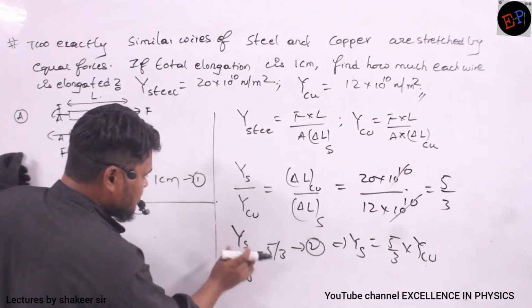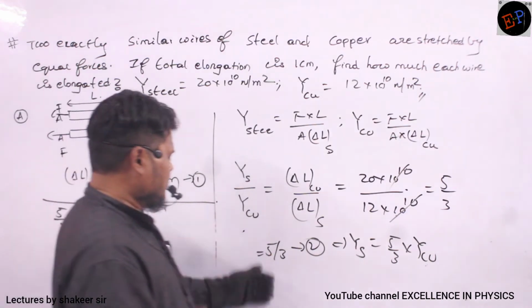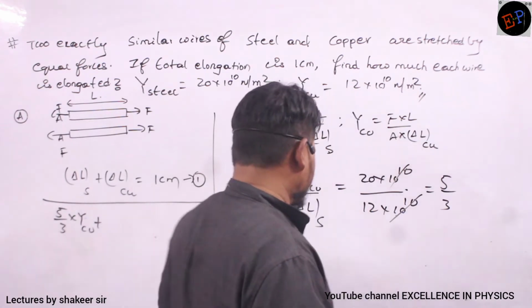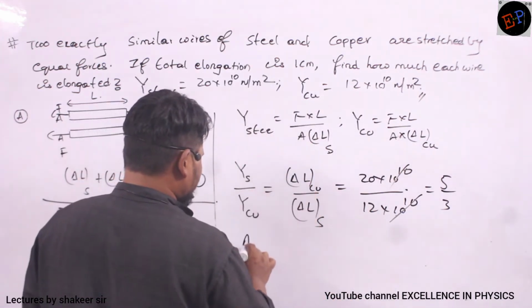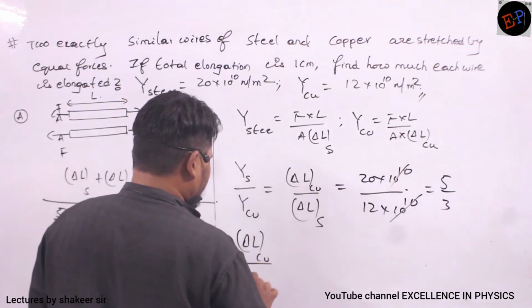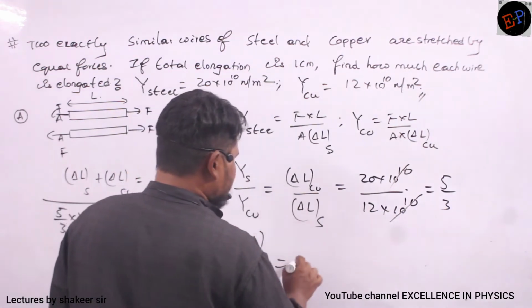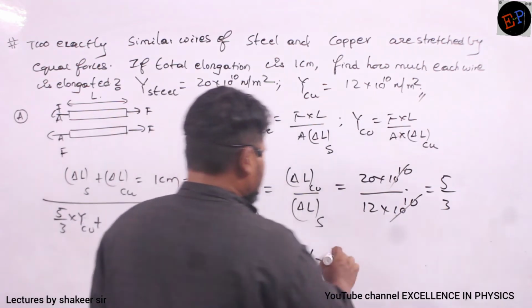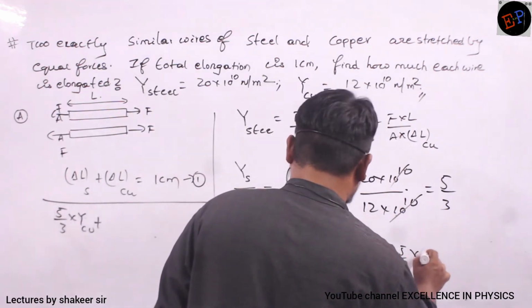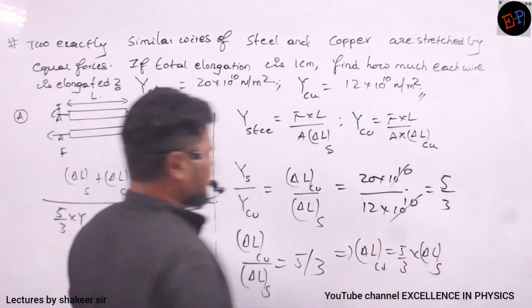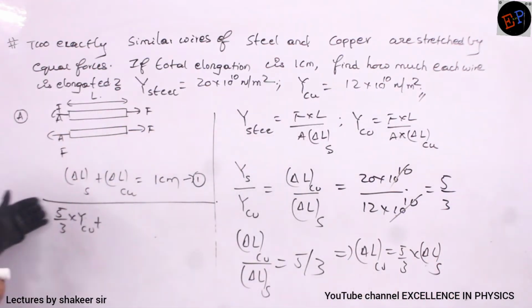Mistake we have done. So I am not supposed to calculate these two now, this one I am supposed to calculate. Delta L of copper divided by delta L of steel is equal to 5 by 3. So therefore delta L of copper is 5 by 3 of delta L of steel. So take that value and substitute.